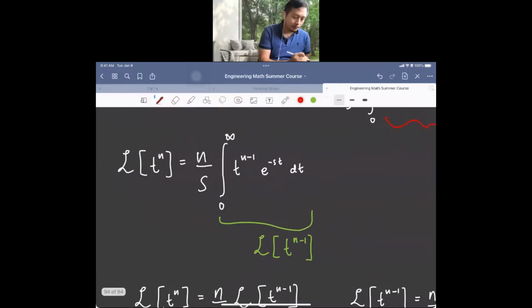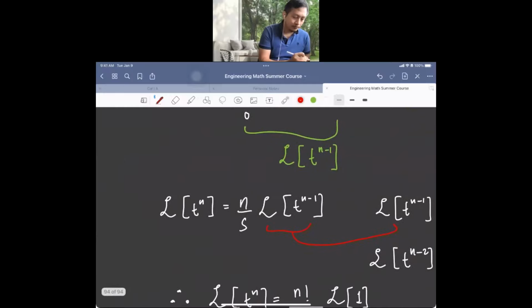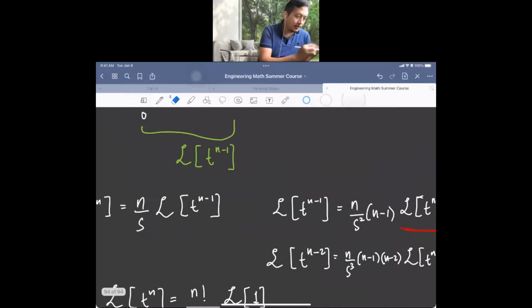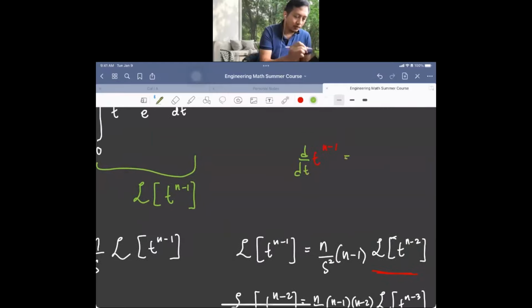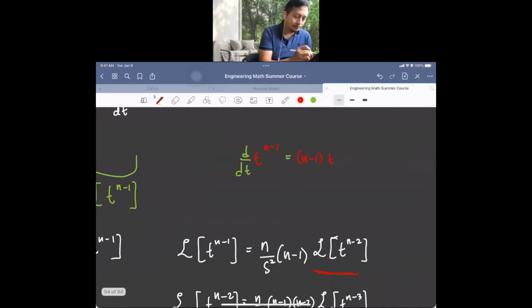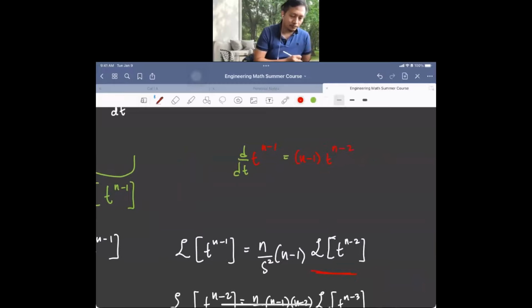Now, in some way you can write down this relation between the Laplace of t with power of n and t with power of n minus 1. If you try to solve the t^(n-1), you will get the same idea, because if you think of the t^(n-1), if you try to derive, this will be n minus 1 and then t and then n minus 2.